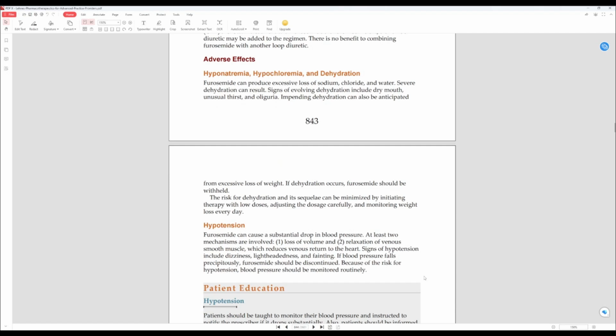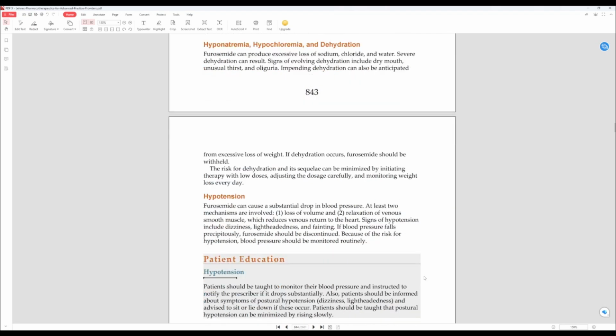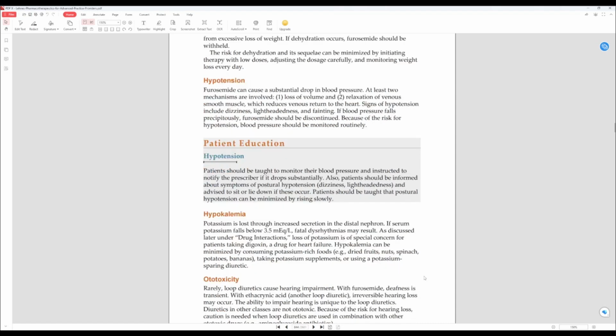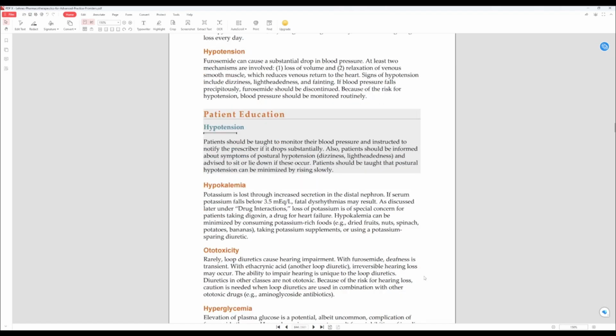It does, however, have adverse effects: hyponatremia, hypochloremia, and dehydration. Lasix can produce excessive loss of the three major substances: sodium, chloride, and water. Severe dehydration can result. Signs of evolving dehydration include dry mouth, unusual thirst, and oliguria. Impending dehydration can also be anticipated from excessive loss of weight. If dehydration occurs, Lasix should be withheld. The risk for dehydration and its sequelae can be minimized by initiating therapy with low doses, adjusting the dosage carefully, and monitoring weight every day.